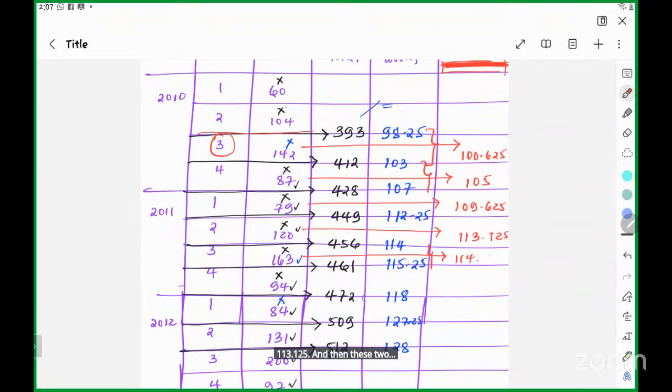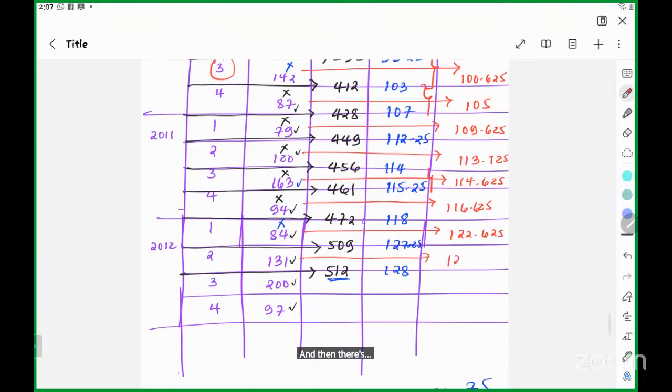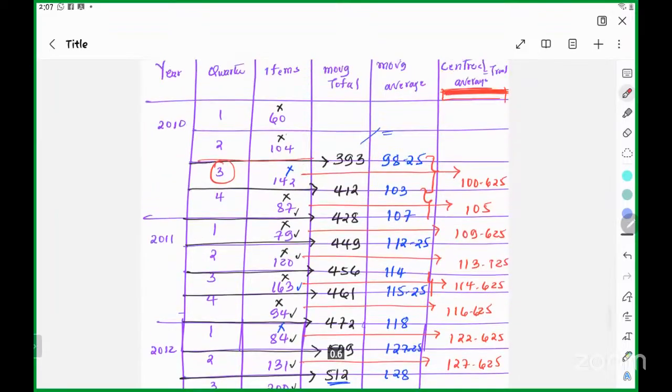And then these 2. 114.625. And then this, 116.25... 625. Okay, and then these two, 122.625. And then this, 127.625. So these are the trend values.